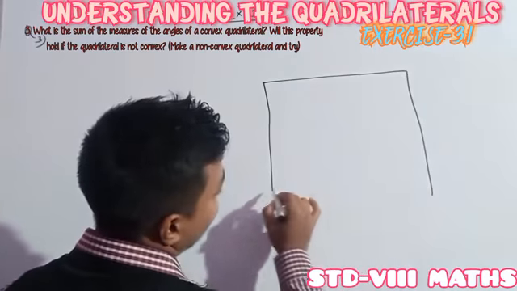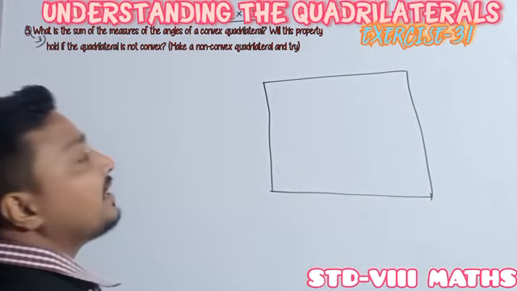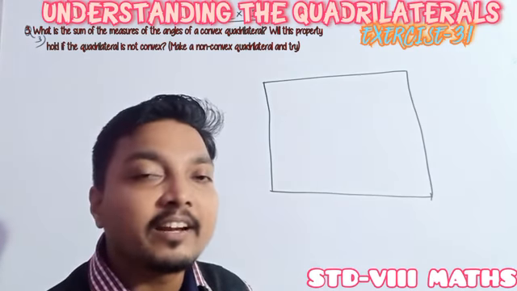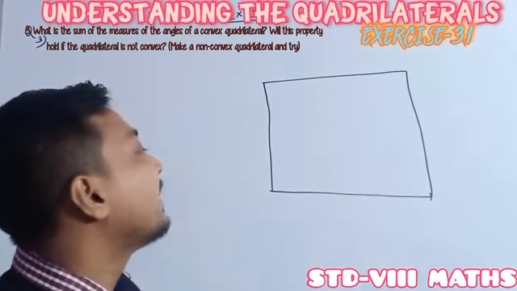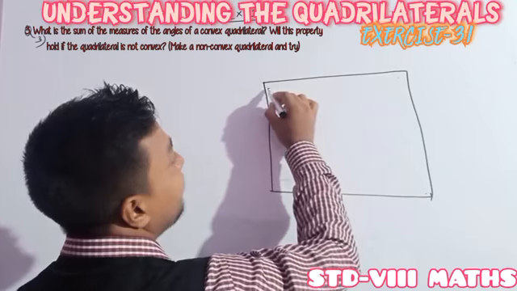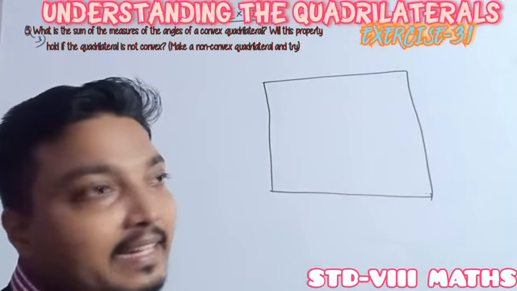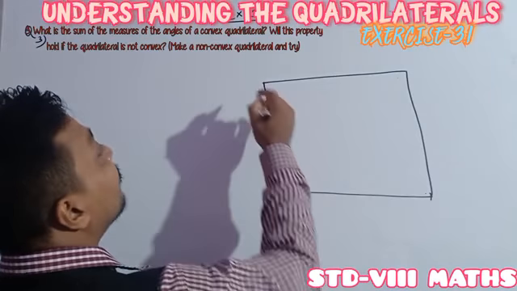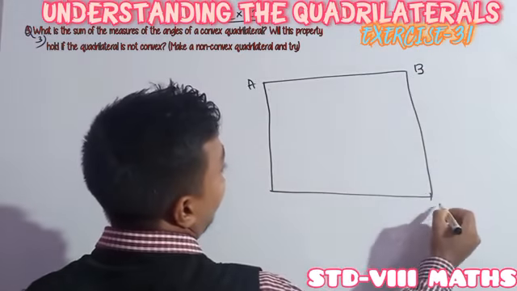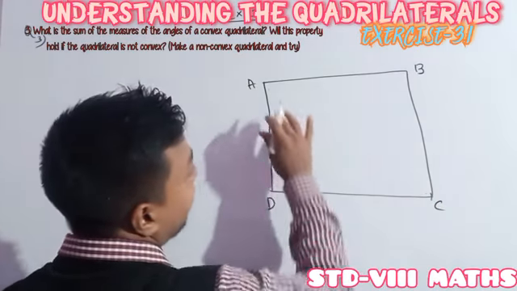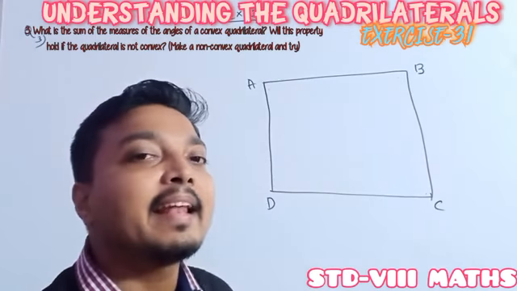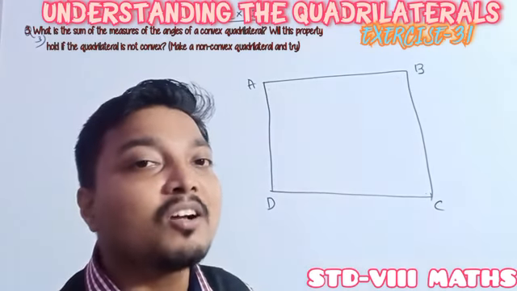Just see, the convex quadrilateral picture is ready. A quadrilateral is said to be convex whenever each of its angles is less than 180 degrees. A quadrilateral has 4 sides and 4 angles, so if all 4 angle measures are less than 180 degrees, then we can call it a convex quadrilateral.